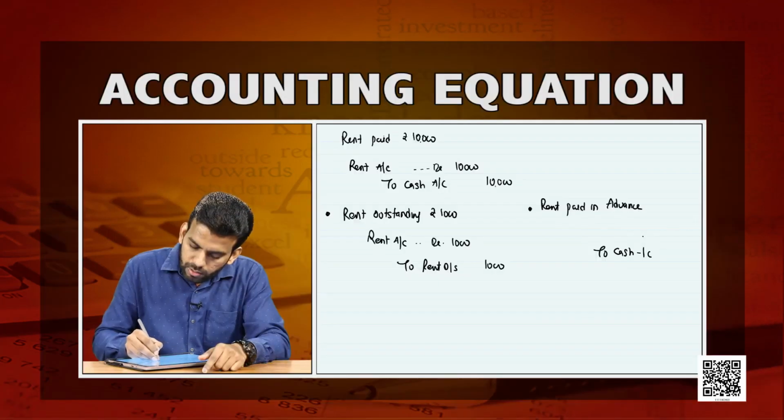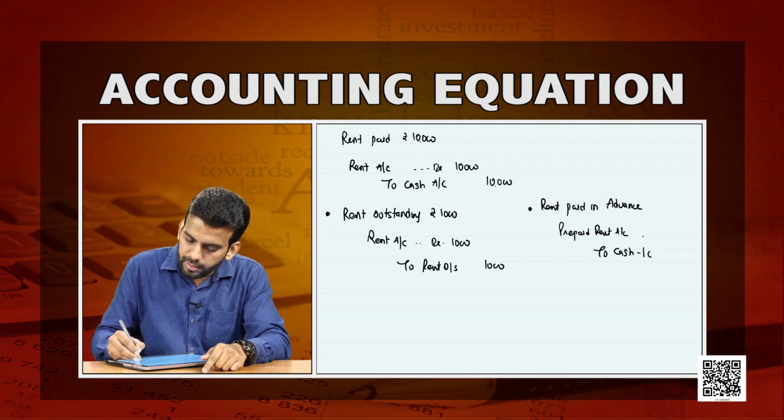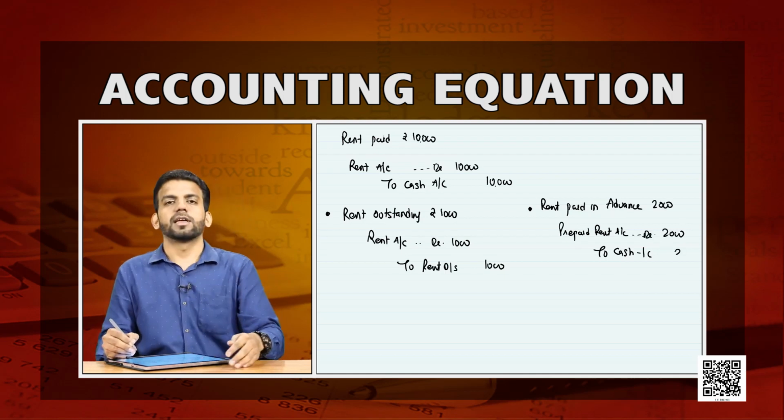What account would be debited? I guess a new thing, which is known as a new account, prepaid rent debited. Any amount, let us say 2000. So, this is the entry for outstanding and prepaid things when it comes to an expense.